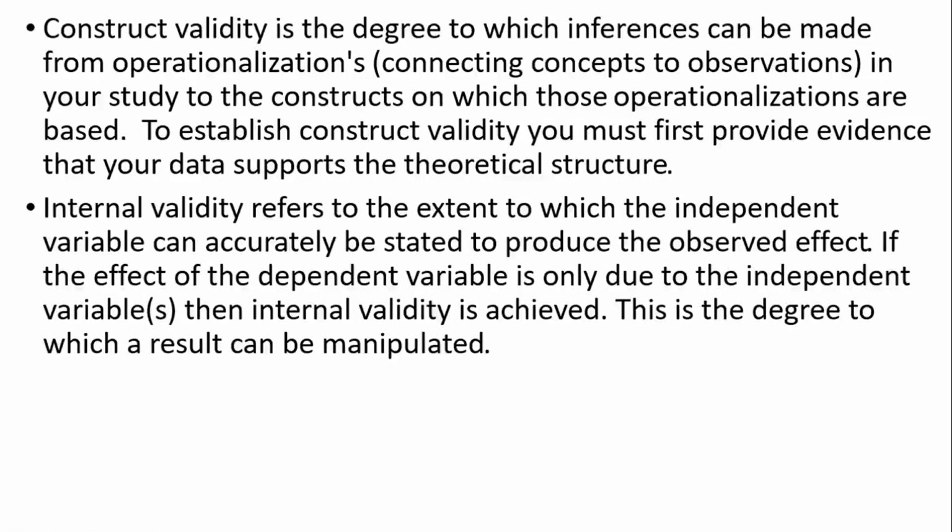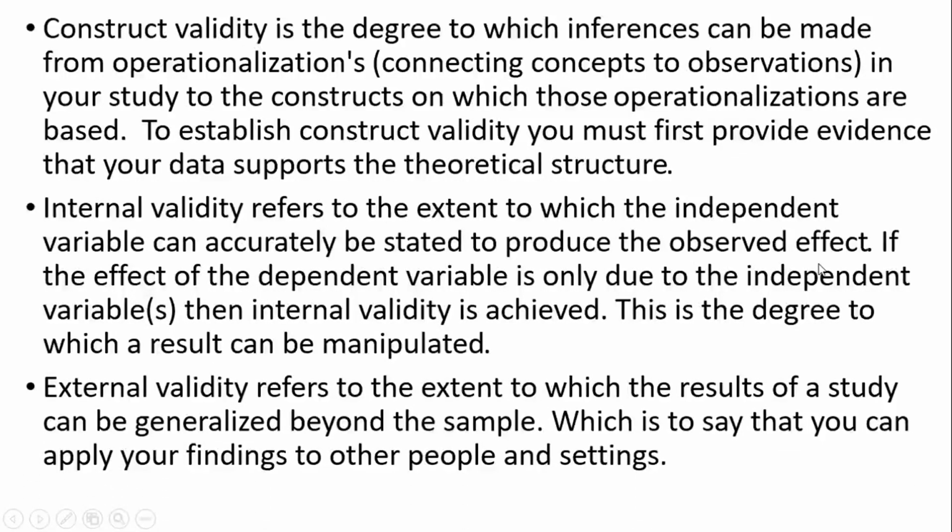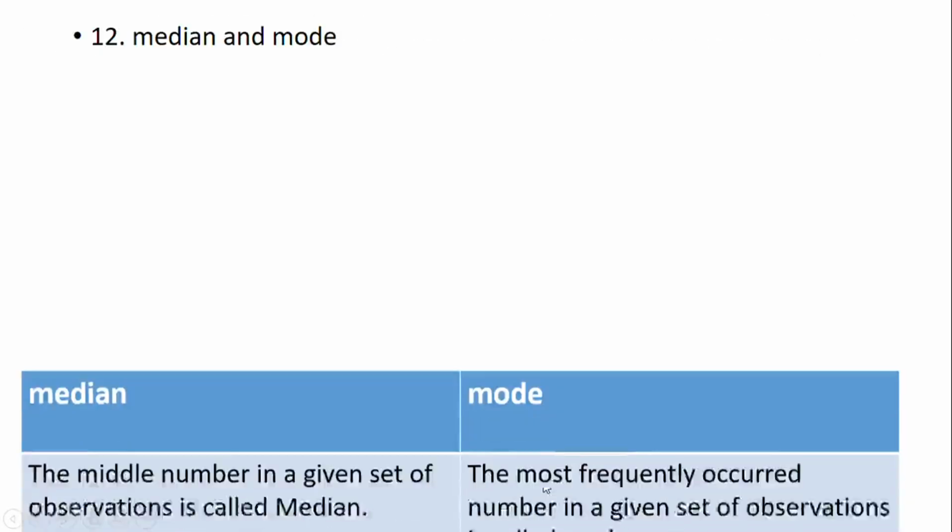Internal validity refers to the extent to which the independent variable can accurately be stated to produce the observed effect. Then external validity refers to the extent to which the result of the study can be generalized beyond the sample, which is to say that you can apply your findings to other people and settings.